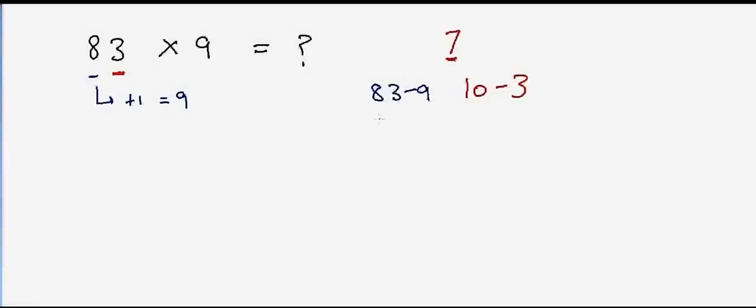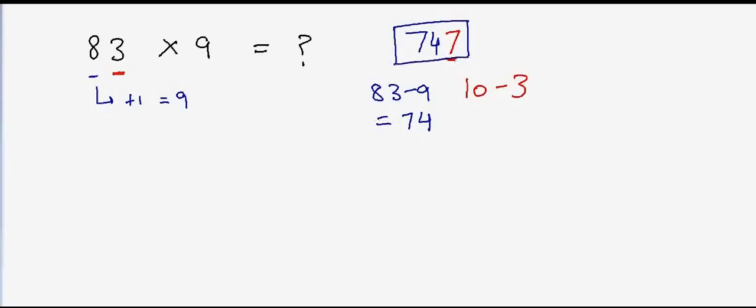Now I'll take the first digit. So the first digit is 8. I will take the increment of 8. So 8 plus 1 is equal to 9, and then I'll subtract 9 from 83. So 83 minus 9 is equal to 74. So the answer will be 747. So this is our answer.